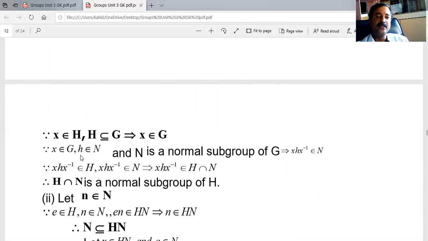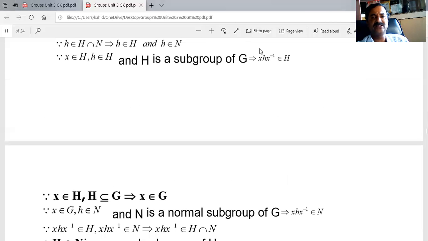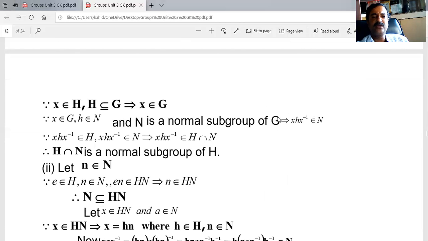Sorry, students. h belongs to N and N is a normal subgroup. By the definition of normal subgroup, what happens? xhx inverse belongs to N. We got previously that xhx inverse belongs to H. Now here we get xhx inverse belongs to N.